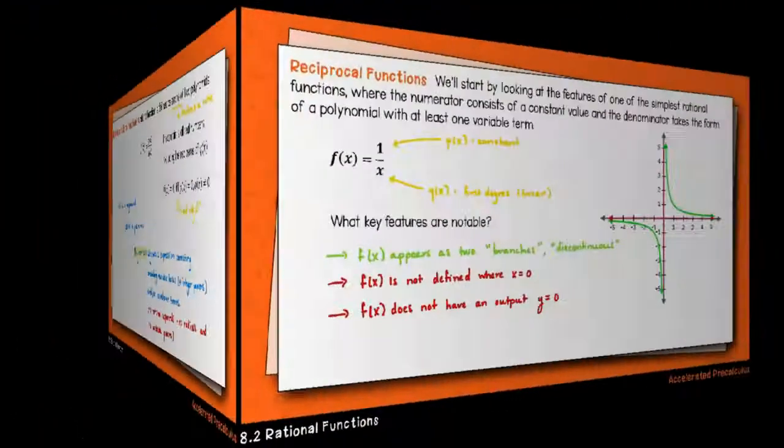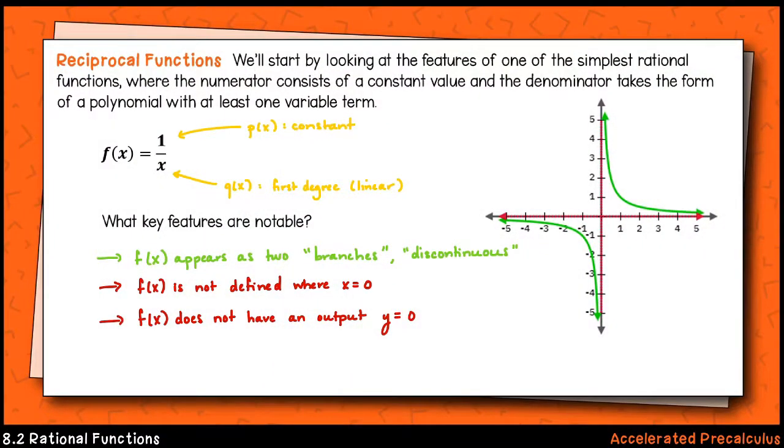We'll start by looking at the simplest rational function, which is called the reciprocal function, and it is in fact the reciprocal of the parent linear function y equals x. In this case, our numerator polynomial is the constant 1, and the denominator consists of the first degree linear polynomial x. On the right, we can see a picture of the function, and right away you should notice that it's nothing like the polynomial functions it's built from.